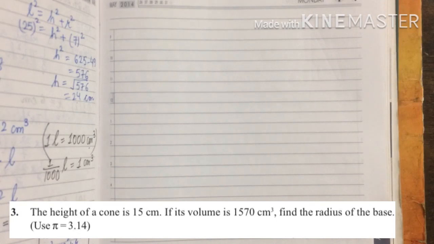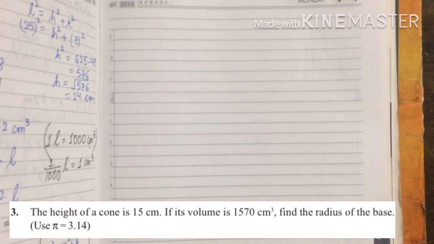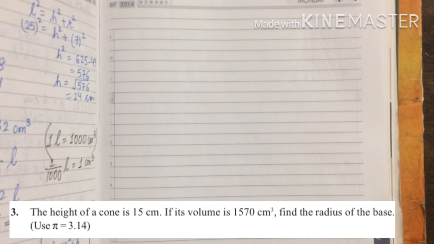The next question that we have is the third question. It says height of a cone is 15 centimeters. The volume is 1570 centimeter cube. Find the radius of the base. We have done similar questions earlier also where the surface area is given, volume is given, but the dimensions are missing. So we solve this by making an equation. Along with the question, they have indicated pi as 3.14.